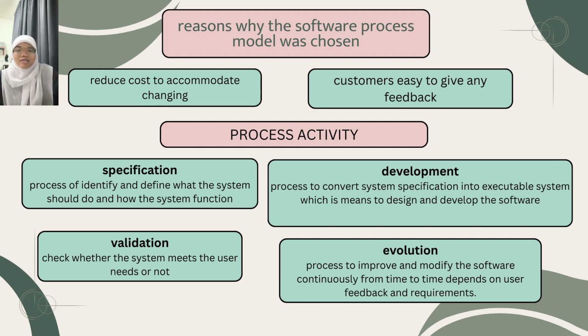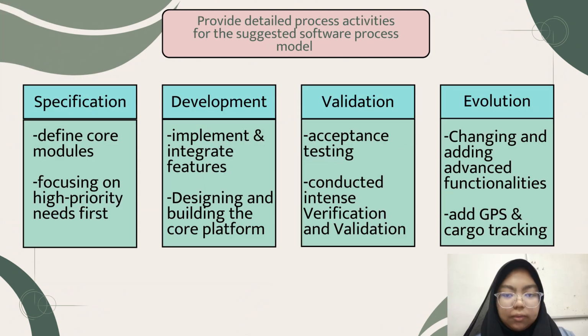portal. Validation is the process of checking whether the system meets user needs or not. So, in Agile it occurs continuously through testing and user feedback to make sure the functionality matches the system specification. Lastly is evaluation, the process of improving and modifying the software continuously depending on user needs. In Agile, the process keeps continuing to develop, no matter whether the system needs to add or modify a feature based on user feedback and requirement changes.